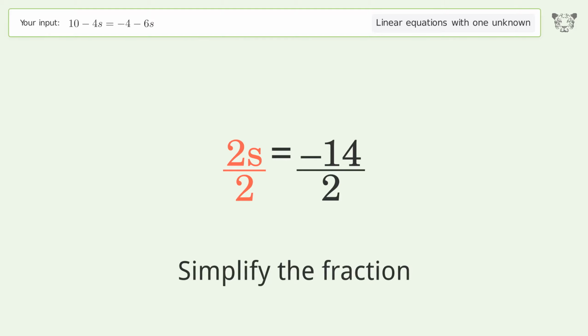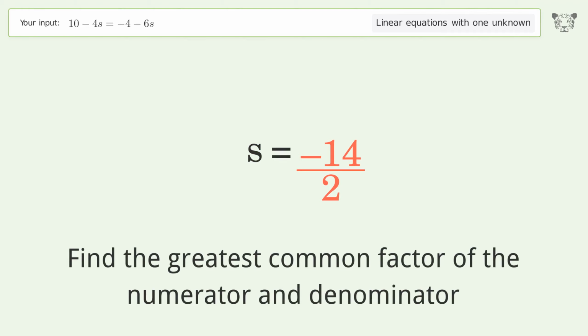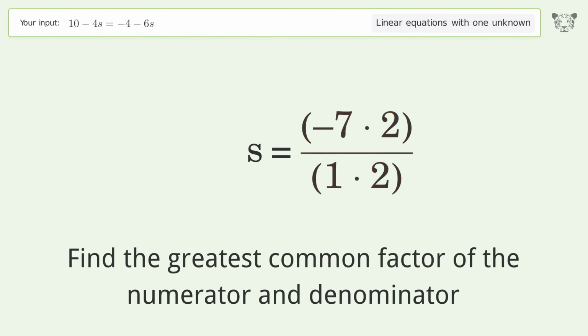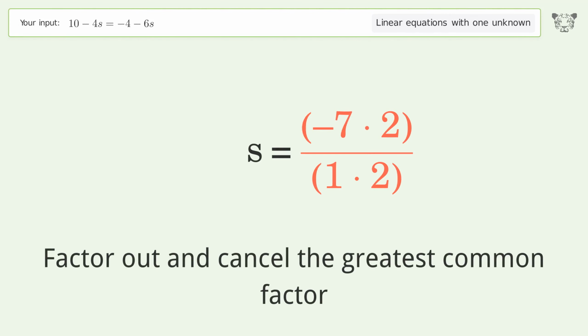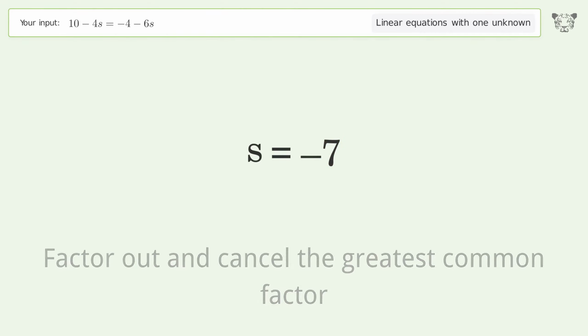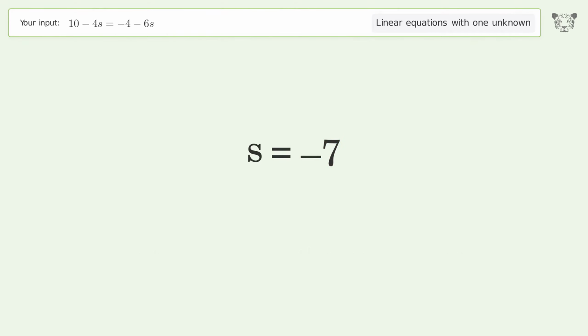Simplify the fraction. Find the greatest common factor of the numerator and denominator. Factor out and cancel the greatest common factor. And so the final result is s equals -7.